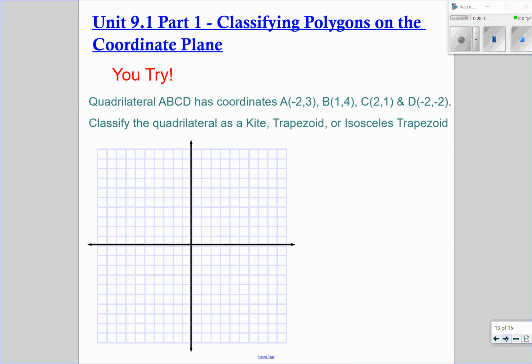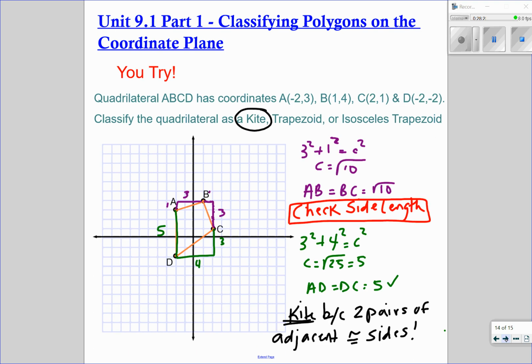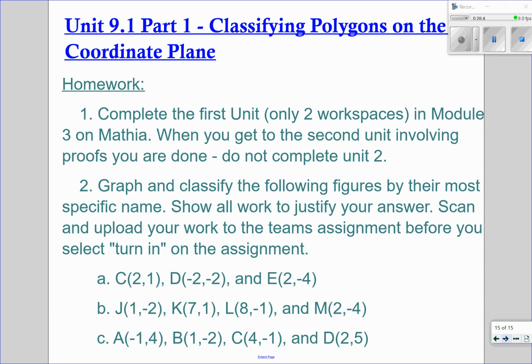Go ahead and try this last example on your own. Pause the video. And go ahead and check your work. So with this one, you need to check your side lengths. This one, obviously, a trapezoid was out. There's no parallel sides on there. No sense in testing the slope. You just need to show that you have 2 congruent sides, and you also have another pair of 2 congruent sides. This is your homework.